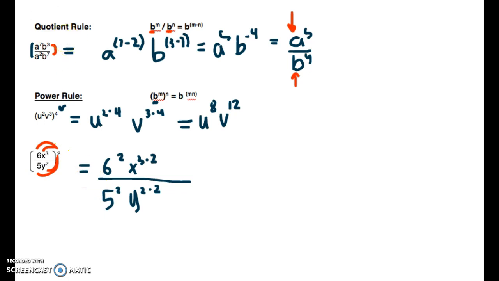So let's simplify this. 6 squared gives me 36. X to the third squared, we multiply our exponents, and I get x to the 6th. Oops, this is a 36, pardon me. 5 squared is 25. I have a y to the second squared, so I multiply my two exponents, and I get y to the 4th power.